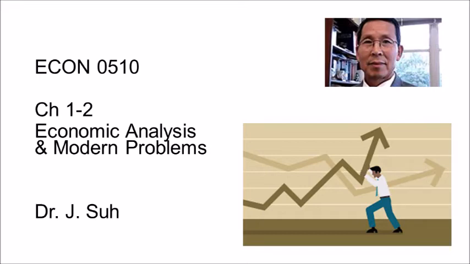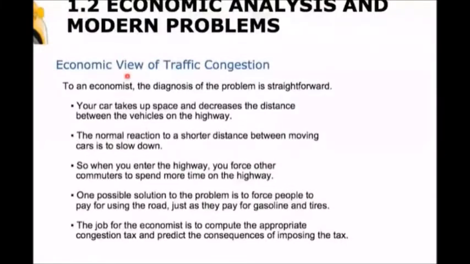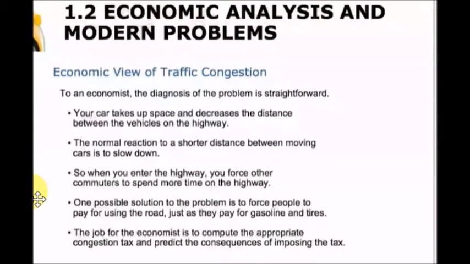One of those situations is, suppose we look at traffic congestion. Everybody gets really uptight and very anxious when you're sitting in traffic. How might an economist look at trying to fix this problem of traffic congestion? First, we're going to be very straightforward in how we look at it. We look at our car and how much space it takes up and decreases the distance between other vehicles on the highway. So we're going to be very objective and get a lot of information.